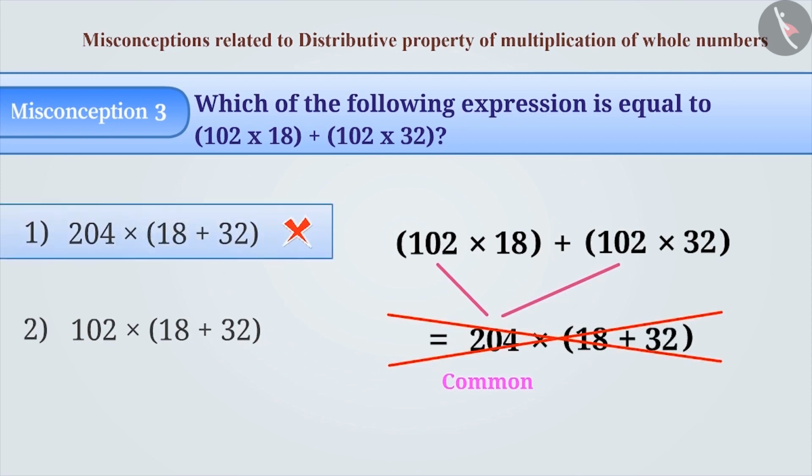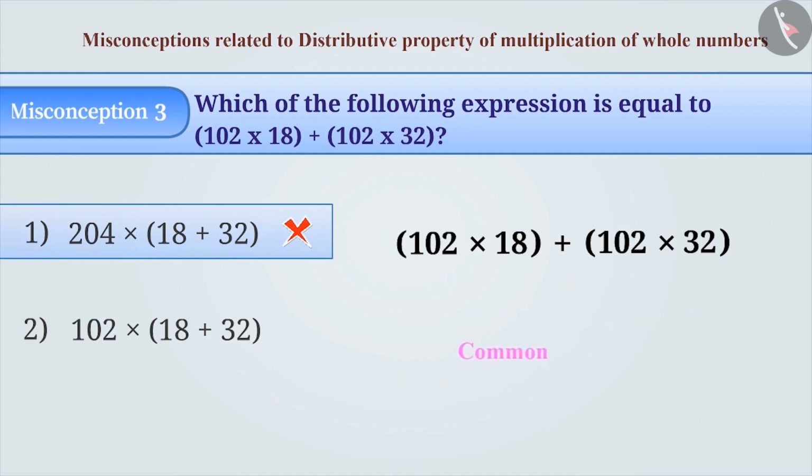The correct understanding is that the common number is written outside the brackets and the numbers which we multiplied it to are added and written inside the brackets. With this understanding, option 2 is the correct answer.